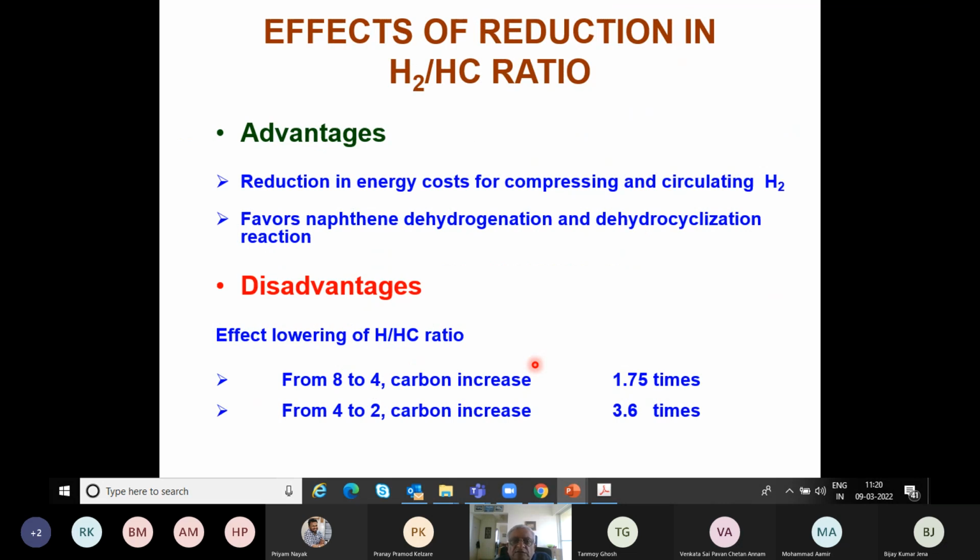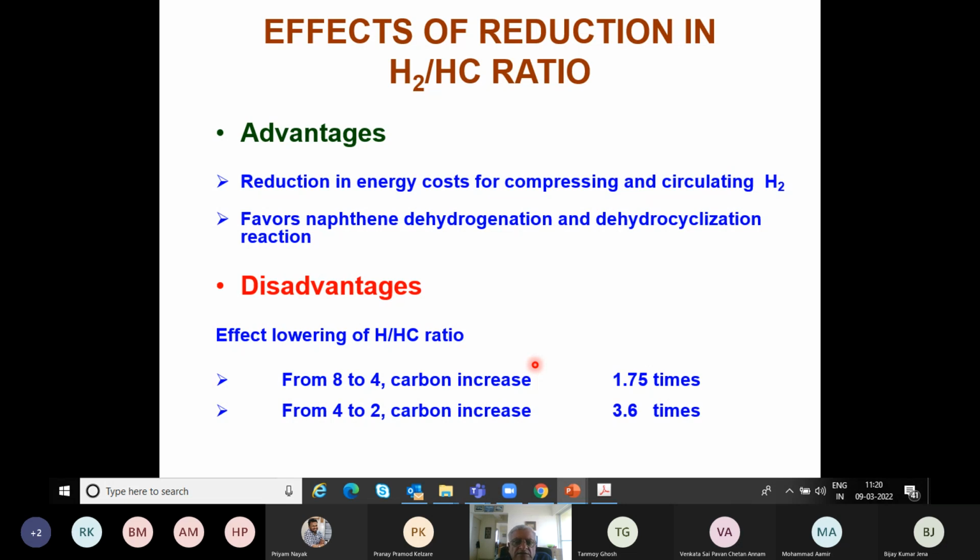What are the advantages of reduction in hydrogen to hydrocarbon ratio? Idea is that we normally should operate the unit at lowest hydrogen to hydrocarbon ratio, limited by the carbon deposit on the catalyst, and limited by the regeneration cycle that we are looking for. And so the advantage of that is that because we are recycling less, we are putting less duty in the compressor. So we save energy costs in running the compressor.